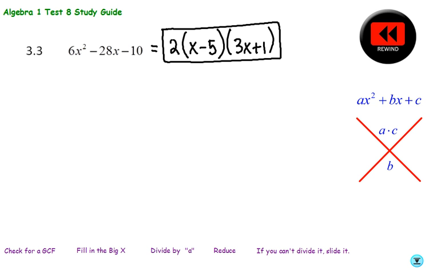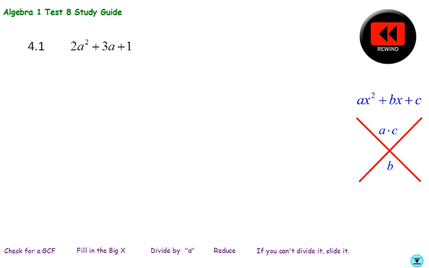And again, the order doesn't matter. So if you'd written 3x plus 1, then x minus 5, that's fine, right? So again, order does not matter on these. All right, well, moving along here, let's take a look at number 4.